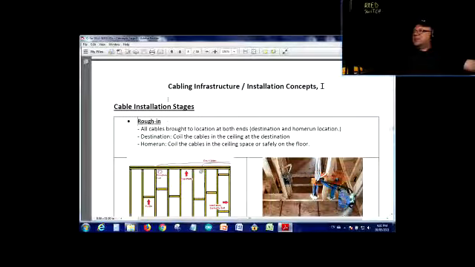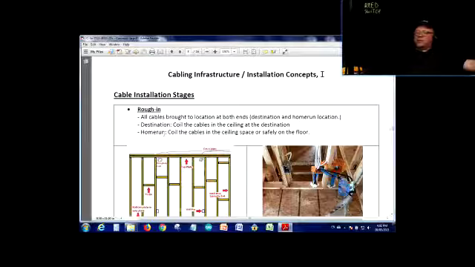I have listed first something that's called a rough-in. I've listed this first, but that's not the first stage. I'm going to tell you the first and last stage at the end. This is the meat and potatoes of doing things. But we have to do something first, and then we have to do something last. So let's start in the middle here.